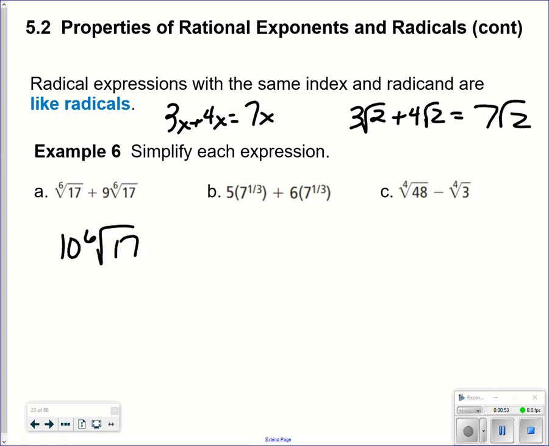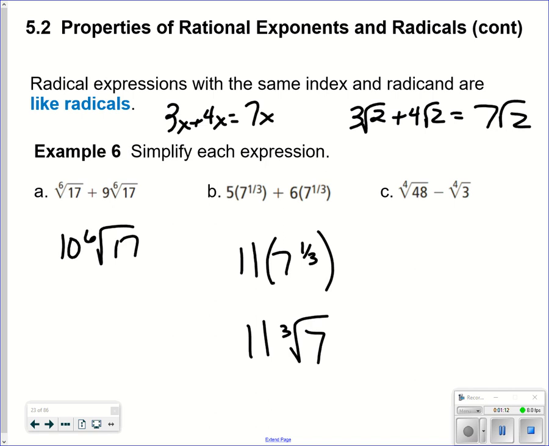The next one is technically a radical, 7 to the 1/3 power and 7 to the 1/3 power. So if I had 5 times 7 to the 1/3 power plus 6 times 7 to the 1/3 power, that makes 11 times 7 to the 1/3 power. It'd be the same as saying 11 cube root of 7.